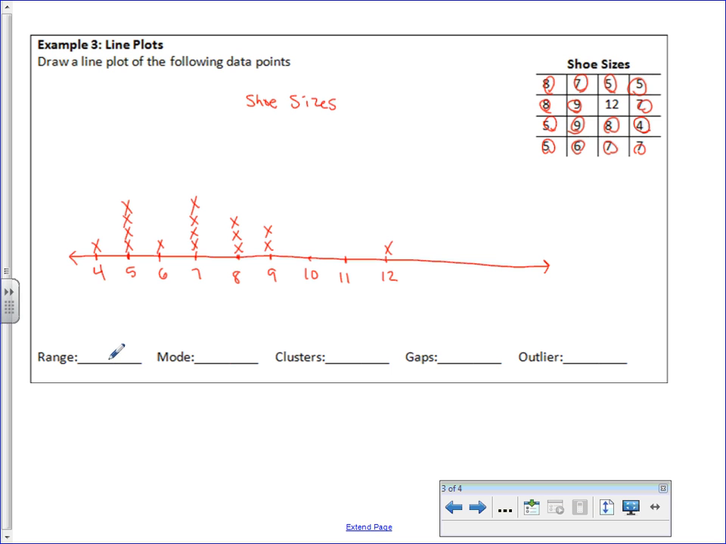So let's do our range. Our range would be 12 minus 4, so that'll give me 8. My mode is the highest, and I actually have 2 modes here. 5 and 7 are both equally as tall, so 5 and 7 are my modes. My clusters are my groups of data. So I definitely have a big cluster here. From 4 to 9 is a cluster, and just 1 on its own, so that would be number 12. Gaps would be 10 through 11, because there's no data points there. And an outlier is 12, which is kind of off on its own over here.